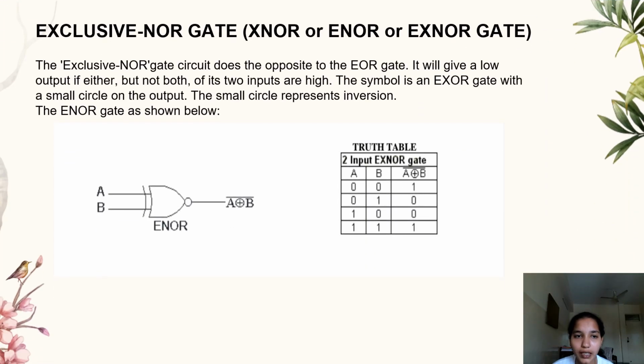Exclusive NOR gate. The exclusive NOR gate circuit does the opposite of the exclusive OR gate. It will give a low output if either but not both of its two inputs are high. The symbol is an exclusive OR gate with a small circle on the output. The small circle represents inversion. The exclusive NOR gate is shown below. If both the inputs are identical, it gives the output 1.